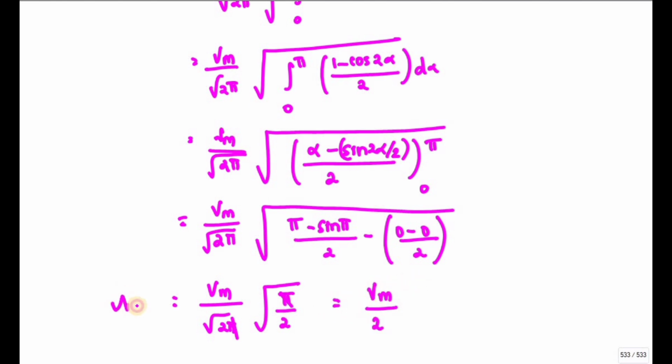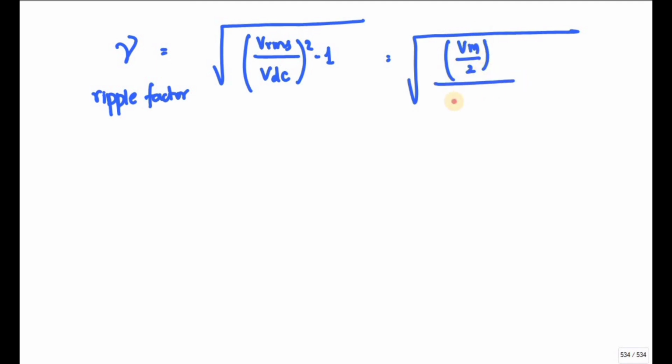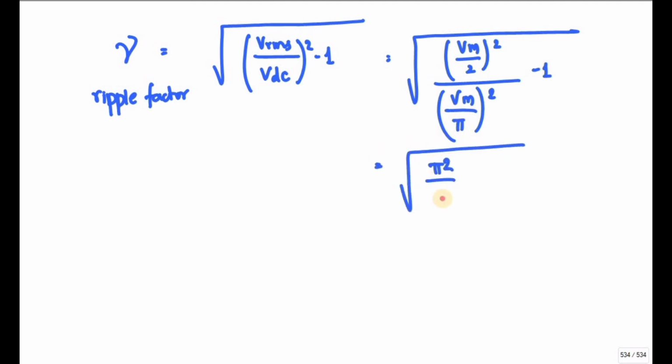Next, I need to find the value of the ripple factor. So the ripple factor is equal to root of (Vrms divided by Vdc) the whole square minus 1. So substitute the value of Vrms. Vrms is Vm by 2 and Vdc is Vm divided by pi. So on solving, I will get root of pi square divided by 4 minus 1. So here the pi value is 3.14. So you take the square of this value and divide it by 4, minus 1. Then you take the root. I will get the ripple factor value as 1.21.